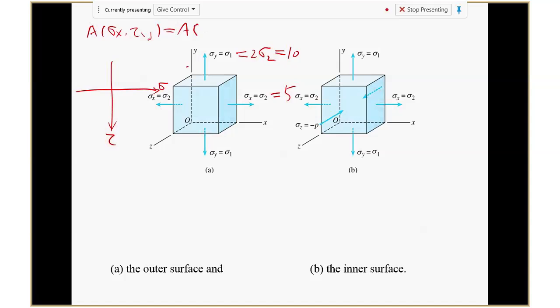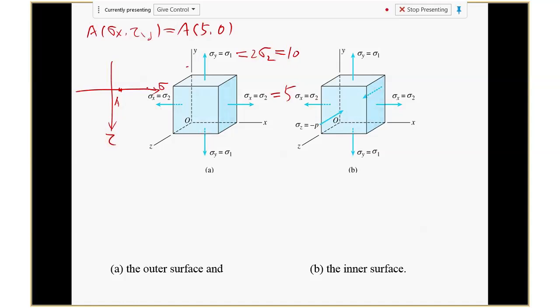Which one you call x? Actual direction, right? The sigma 2 direction. Okay, so you have 5. What's the tau on this surface? On the side? It's 0. So 5, 0. Okay, so this point is here. 5, 0. Where is point B then?